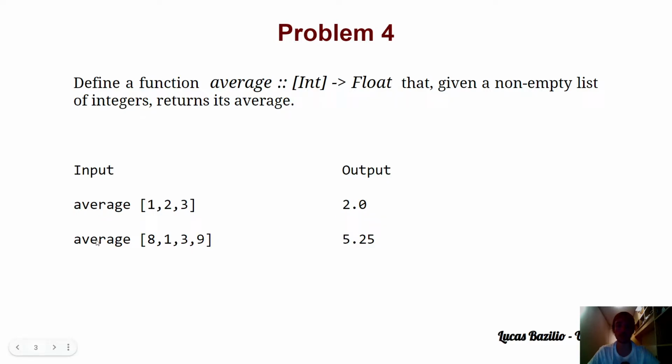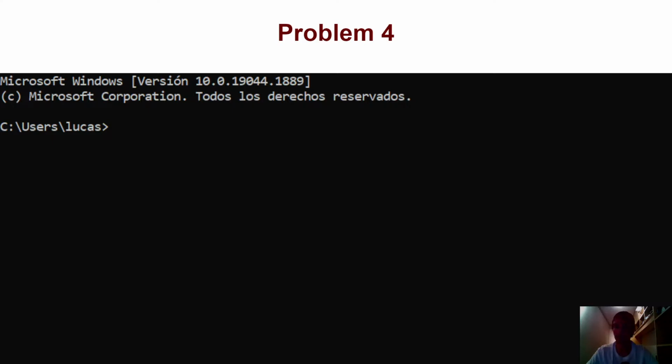So again, if we apply the average function to this list that has the elements 8, 1, 3, and 9, we sum these elements first. So we have 8 plus 1 plus 3 plus 9, which is 21. When we divide this 21 by 4, which is the number of elements, we have this result, 5.25. Keep in mind that the input is a list of integer numbers, but the output is a real value, a float value. So let's start the resolution of this problem.